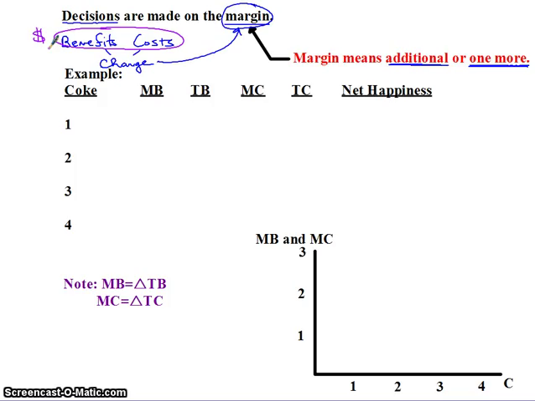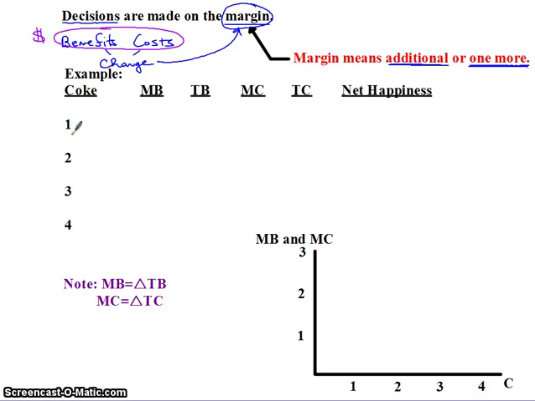So let's imagine that somebody is trying to decide how many Cokes they want to purchase. They're standing at the vending machine and they're trying to decide, do I want to buy one Coke, two Cokes, three Cokes, or four Cokes? To make this decision, they're going to look at the benefits and the costs, and really what they're going to look at is the change in the benefits and the costs, or say that another way, the marginal benefits and marginal costs. So let's try to put some numbers on this.